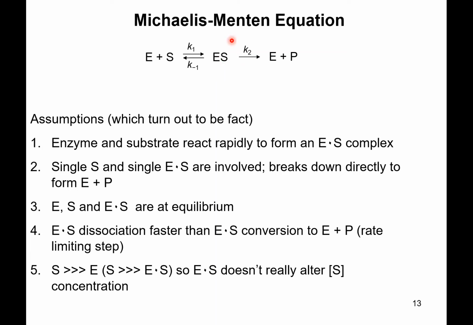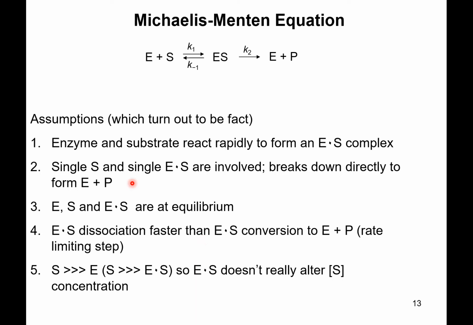And then the rate limiting step is a two-step process. First we bind our substrate to the enzyme, and then that substrate is converted to a product and it leaves the enzyme active site. So the first step is fast and it's an equilibrium. The second step is the slow step, the rate limiting step. The forward reaction here is K1, the reverse, the dissociation of that substrate, is K minus 1, and then K2 is this second step that only goes in one direction.